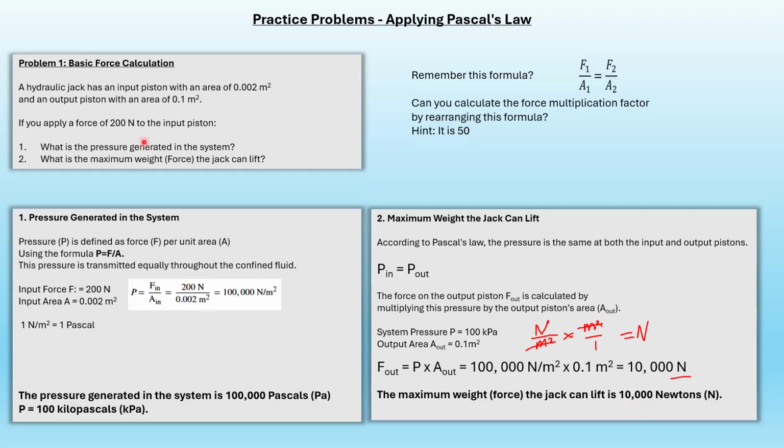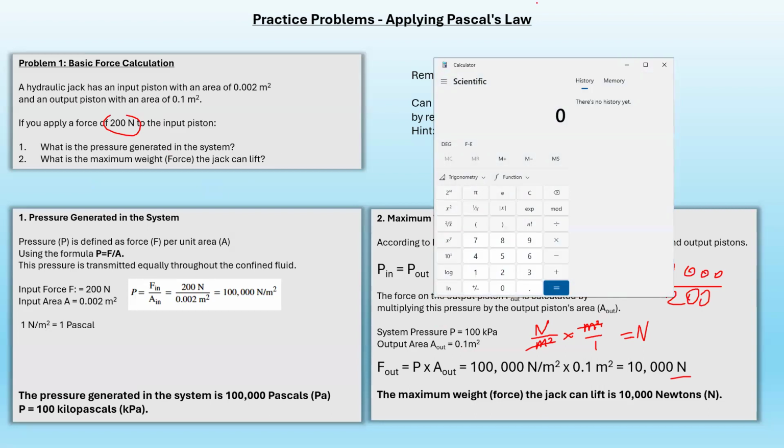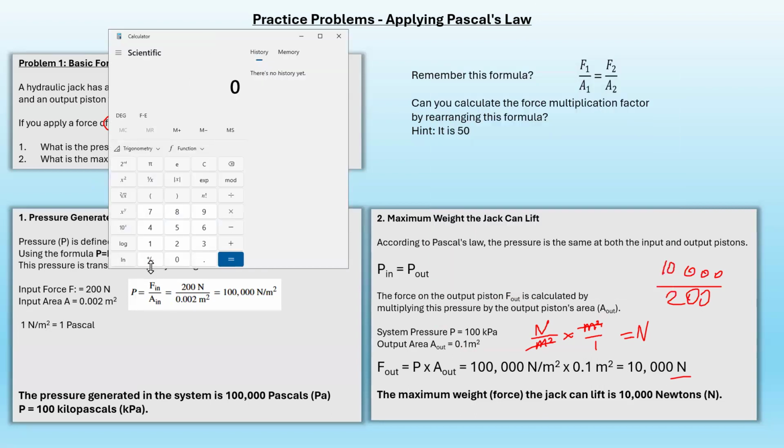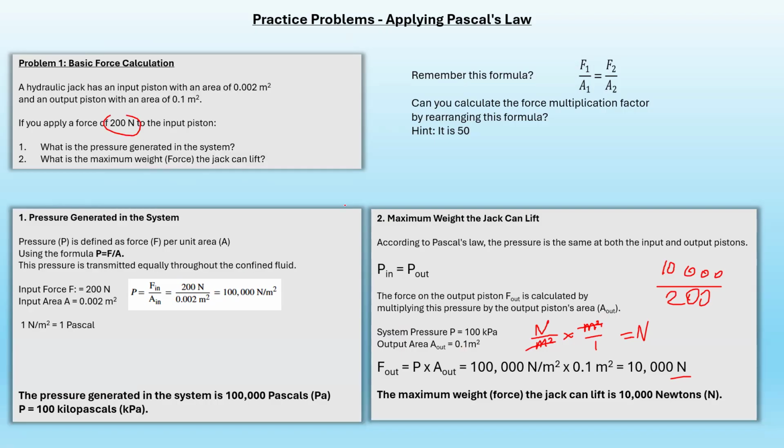Let's see one more thing here. We have 10,000 newtons over this right here, 200 newtons. I'm just going to write the magnitudes. Let's get the calculator. I'm pretty sure you're guessing correctly what's going to happen. 10,000 divided by 200. Oh, look! It's 50. Isn't that cool?